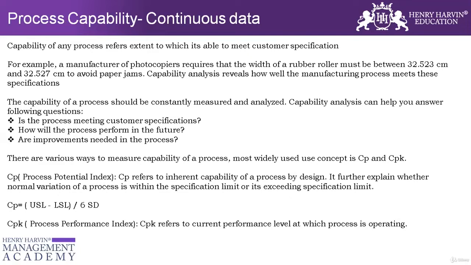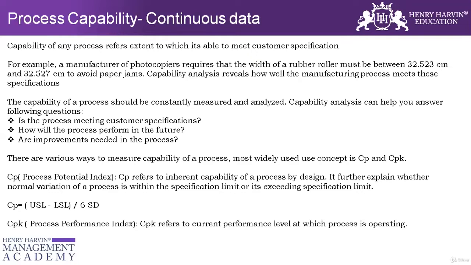Now, there is a process capability matrix. Likewise in discrete data, we have calculated DPMO, DPO, DPU, right? But in case of continuous data, you will not calculate DPO, DPU, DPMO. You will calculate Cp, which we are going to talk about now, which is referred to as process capability.